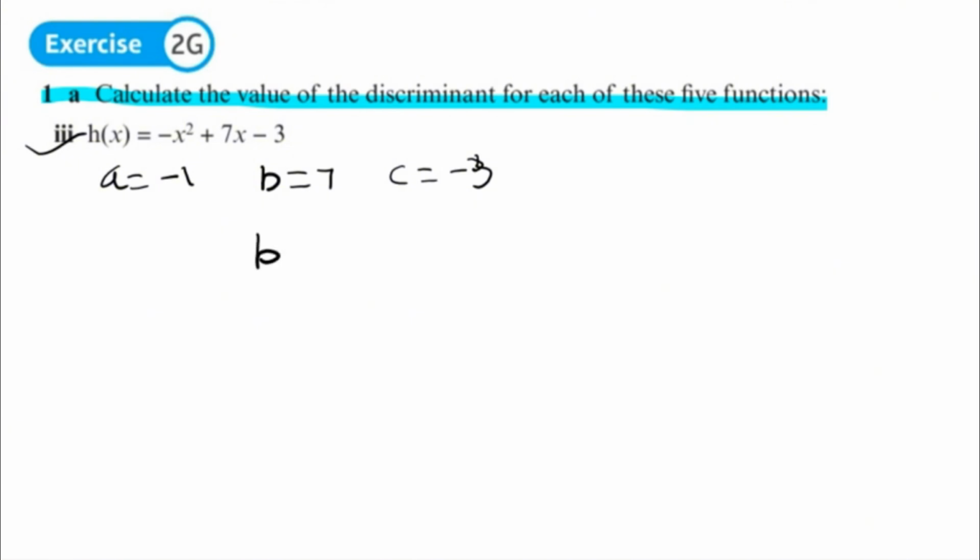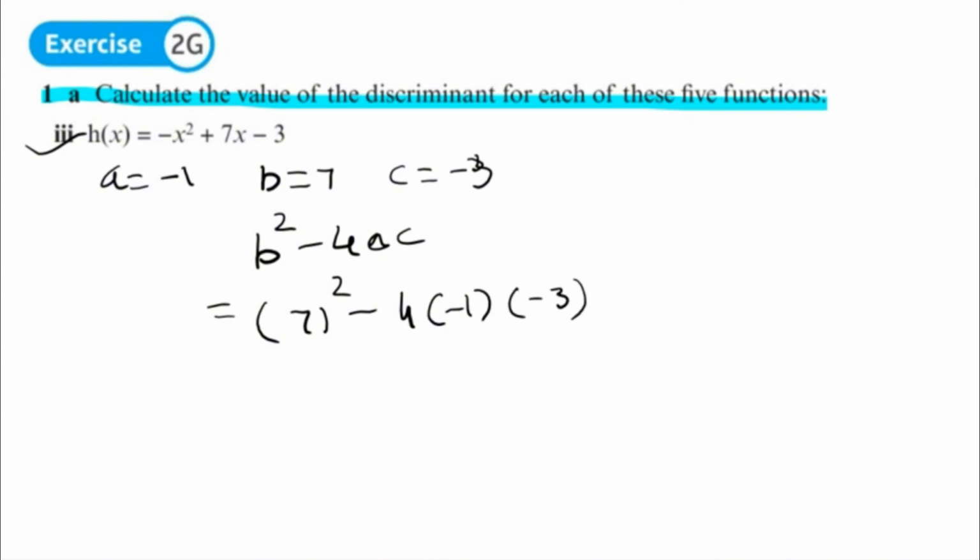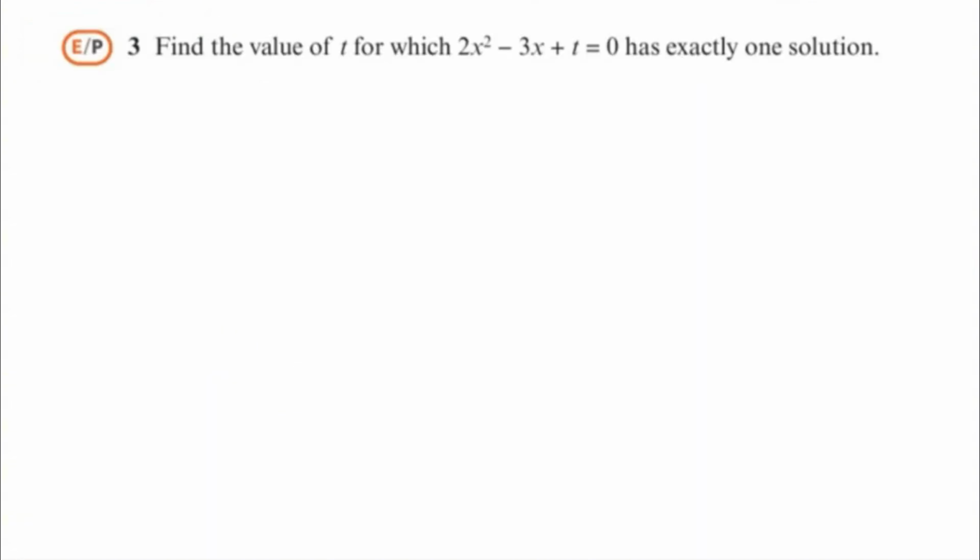And we know the discriminant is b squared minus 4ac. So 7 squared minus 4 times minus 1 times minus 3. Simplify: 49. 4 times minus 1 will give you minus 4, but times minus 3 will give you 12, and that will be minus 12. 49 minus 12 is equal to 37. So this is our final answer. This is just the value of the discriminant. Move to the next question, number 2.